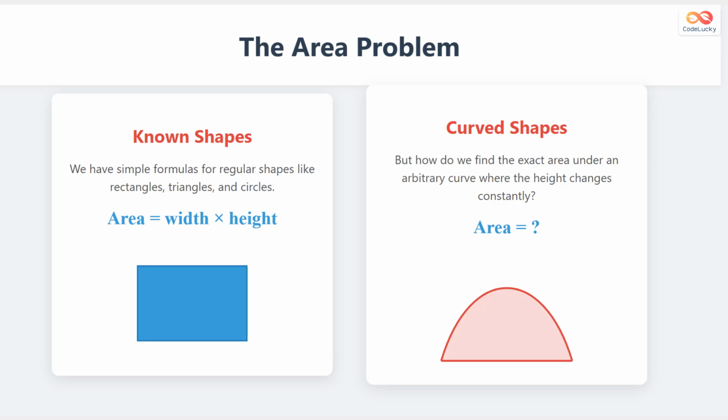Let's start with a basic geometry problem. We all know how to calculate the area of standard shapes. For a rectangle, it is simply width times height. For triangles and circles, we have established formulas. But calculus asks a harder question. How do we calculate the exact area under a curve that changes its direction and slope continuously? There is no simple formula for this shape.